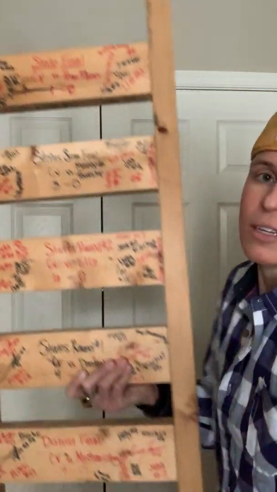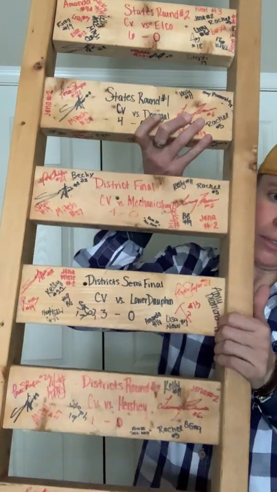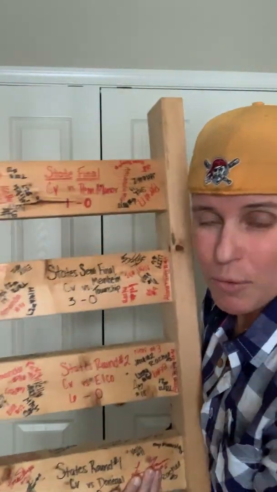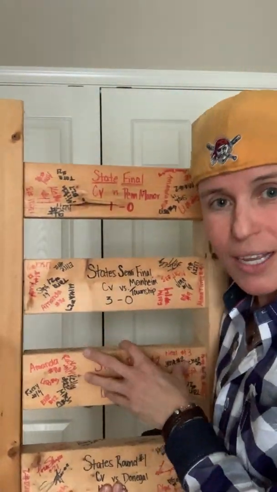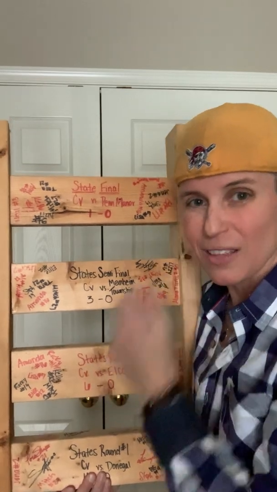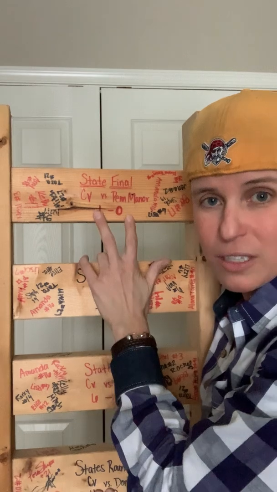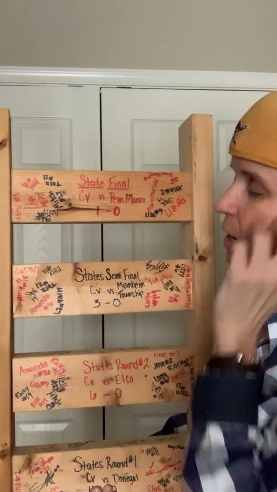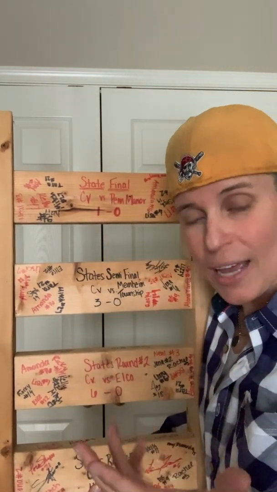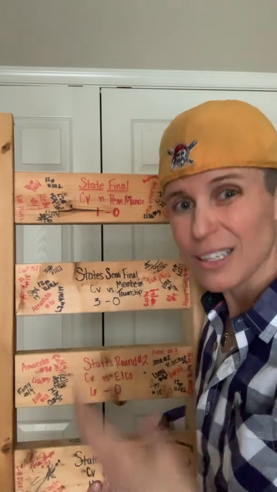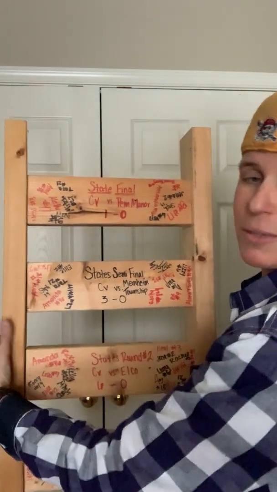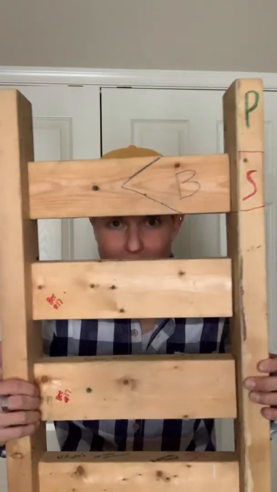You can't see the whole thing because I'll hit my ceiling, but it starts way down here, okay? Each rung has the game, who we played, all the signatures of the players, and then the score. This was the year that we made it to the state final, and we won the state final, 1-0, CD versus Penn Manor. I didn't have a real ladder in my house, like a big enough one, but I had this. So this is what I'm going to use today to talk to you about DNA.